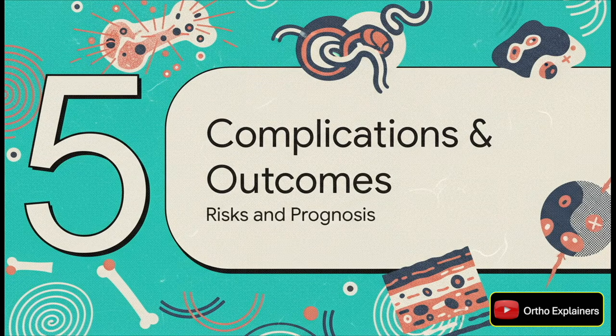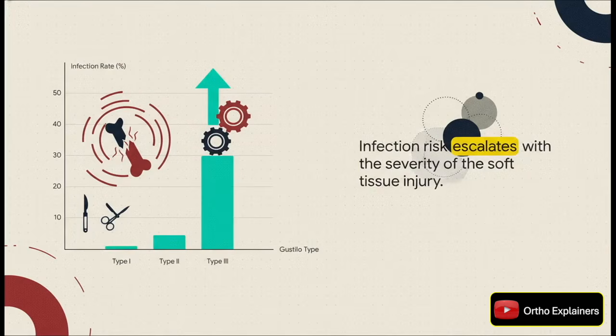It's so essential to understand the primary complications we are working so hard to prevent. This understanding informs our technique, and it also shapes our discussions with patients about their prognosis. This bar chart really says it all, doesn't it? The Gustilo classification is still so clinically relevant precisely because it directly correlates with infection risk.